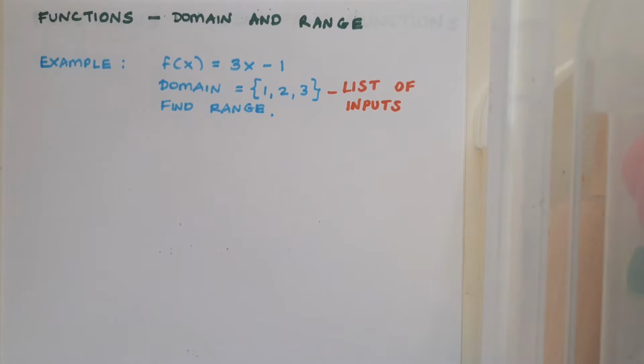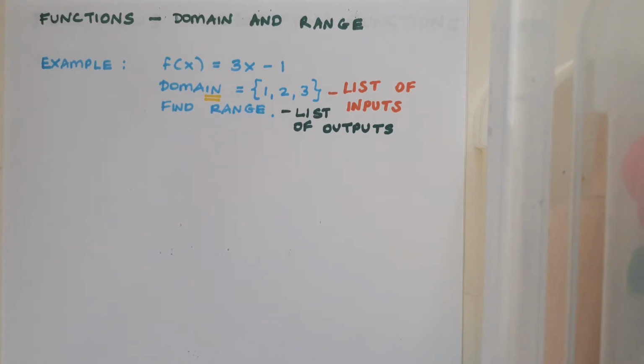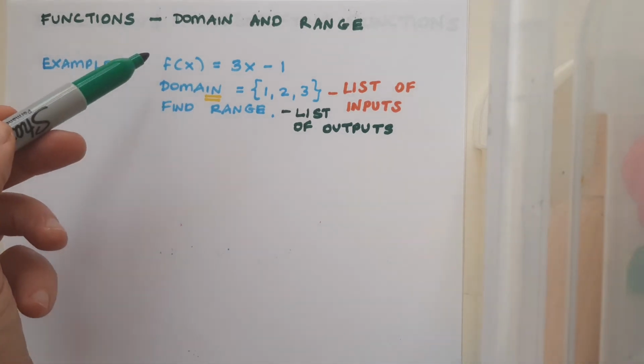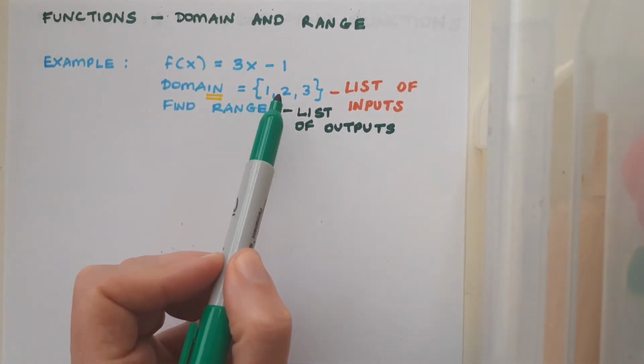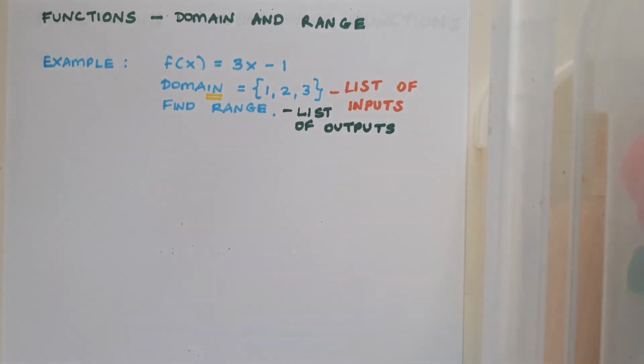A domain is simply a list of inputs, and the fact that it ends in the word "in," as you can see, might help you to remember this. We're being asked to find the range. The range is just the list of outputs. So really this question is three questions. It's asking me to use the function and put in each of these inputs separately in order to work out their outputs. So how should I write my workings out?